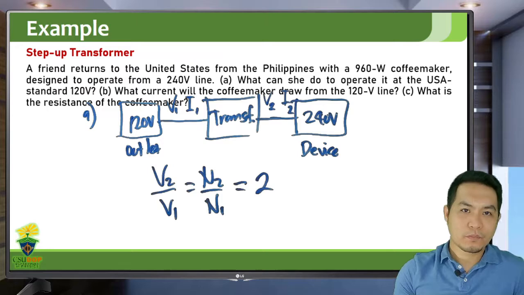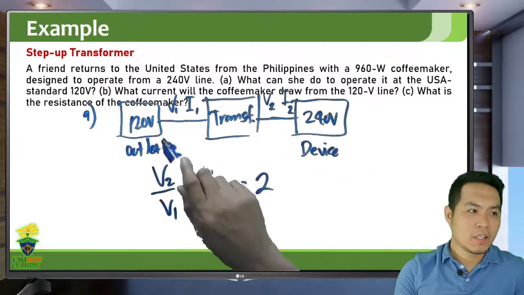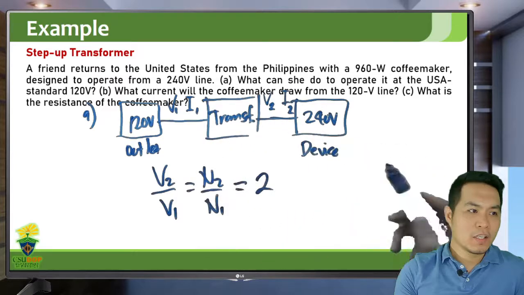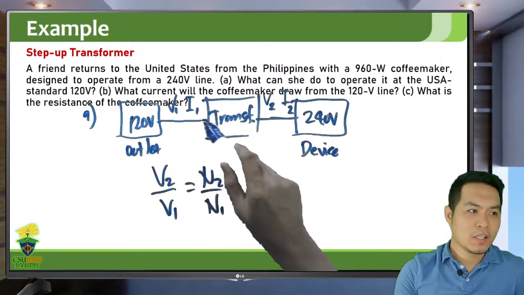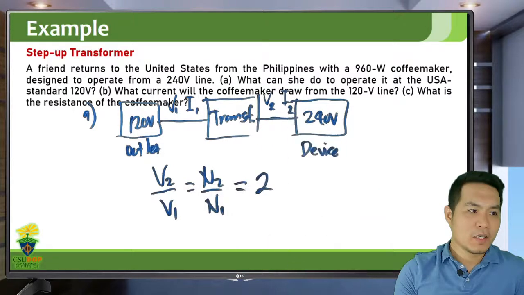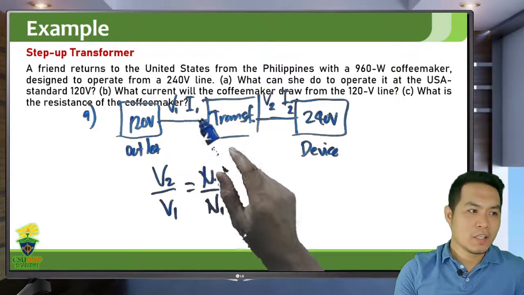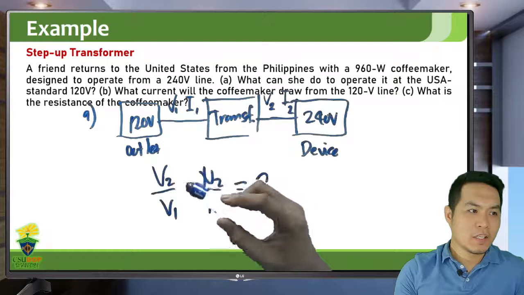Okay, for letter B, what current will the coffee maker draw from the 120 volt line? So from the line, this is your coffee maker, your device, and it will actually draw two types of current. First, the primary current, I1, and this will be transformed to the secondary current, I2. So let's first solve for the primary current.